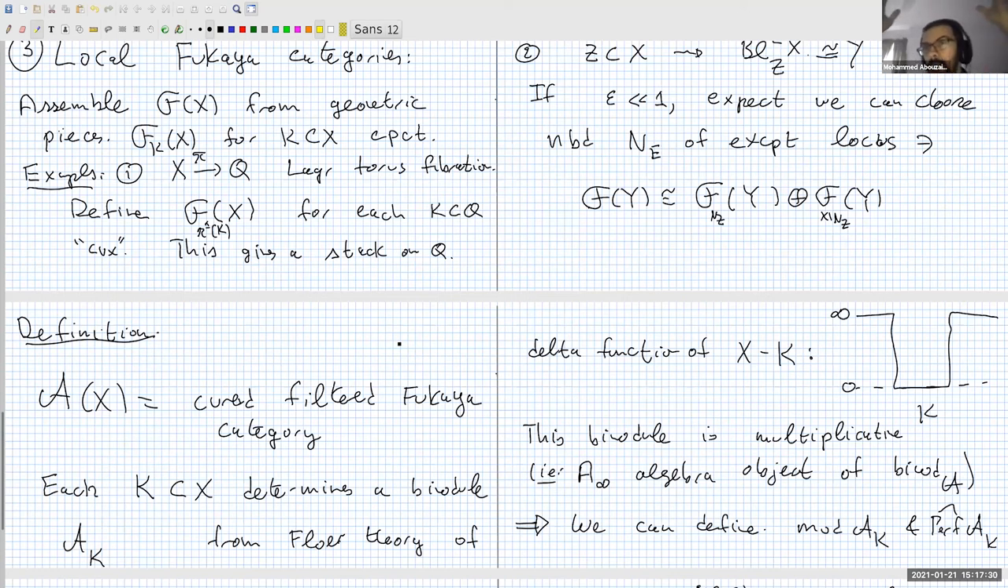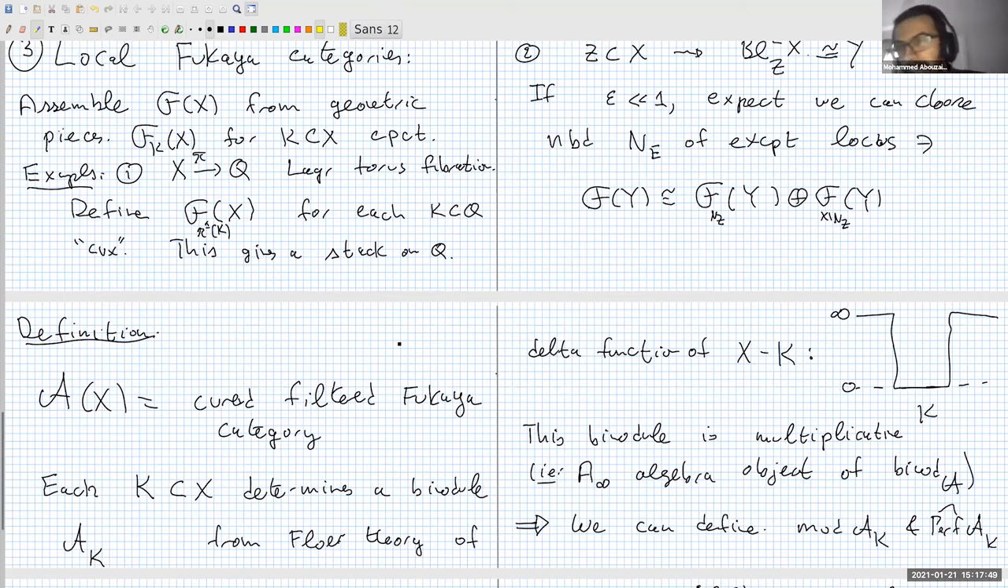In the system, there is kind of a terminal one. There's a terminal function, which of course is not smooth. And that's the delta function of the complement. Well, it's the function which is infinity outside and zero inside K. And I'm just going to pretend that this is a reasonable function. And we can do Floer theory with this function.